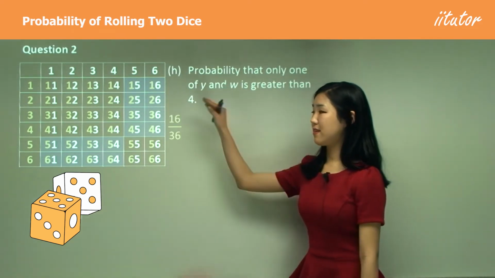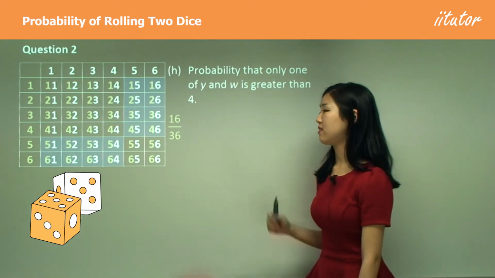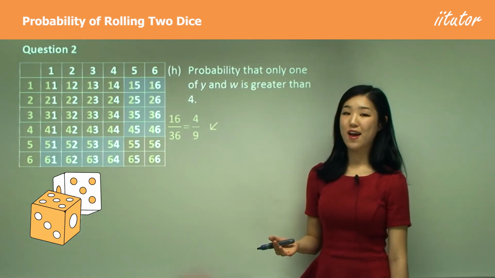So it's simply going to be 16. If you count them up, you get 16. So 16 out of 36. Which is 4 on 9.